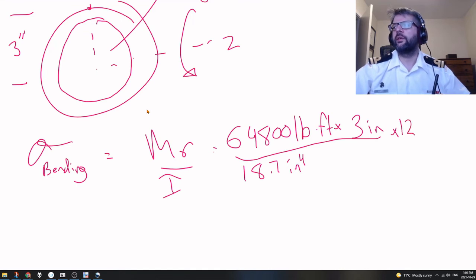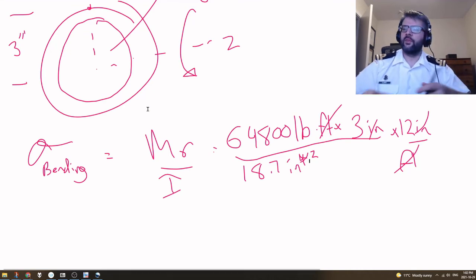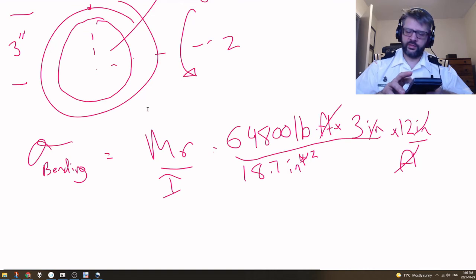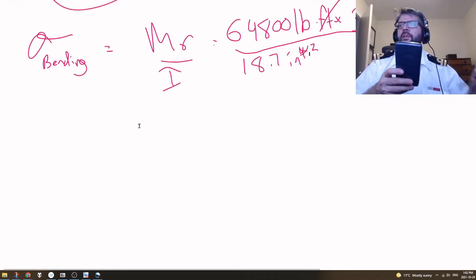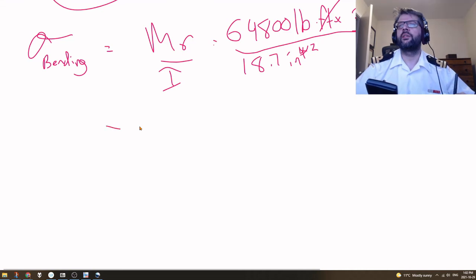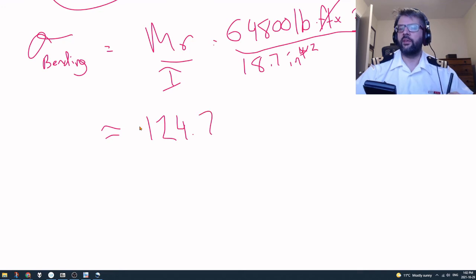So let's go ahead and convert that. So 12 inches per foot. Feet cancel out. All but 2 of those inches cancel out. We're left with PSI here. So 64800 times 3 times 12 divided by 18.7. So that gives us a pretty large number. So that's going to be 124.7. I was going to two decimal places previously, so stick with that. KSI.